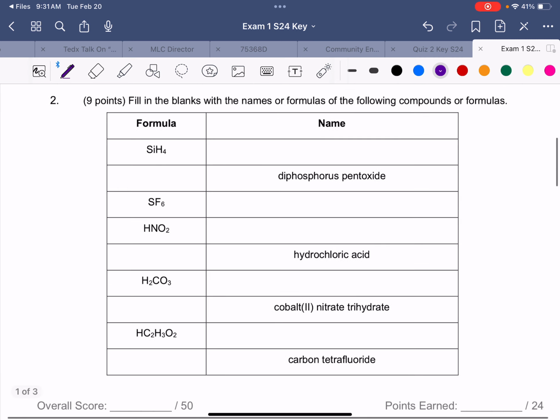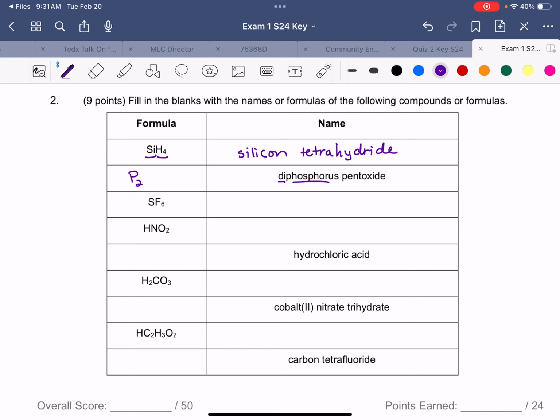Then we went to the bottom half, and the bottom half was a mix of covalent and ionic. We know that silicon is a nonmetal, so we're going to use our prefixes. So silicon, and then there are 4 of the hydrogen atoms, so it's tetra, and then hydrogen gets the "ide" ending. Next, we have diphosphorus, so P2, and then oxide is O, and pent means 5, like a pentagon. Next, we have sulfur, and there are 6 of the fluorine atoms, so it's hexafluoride.